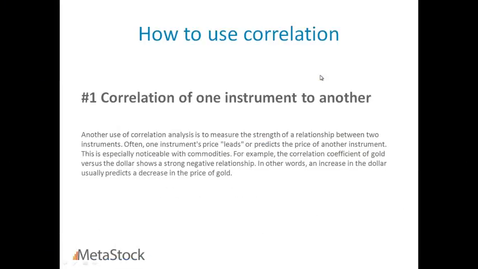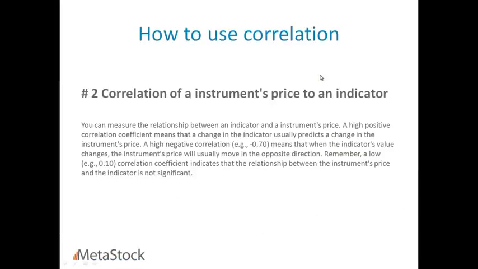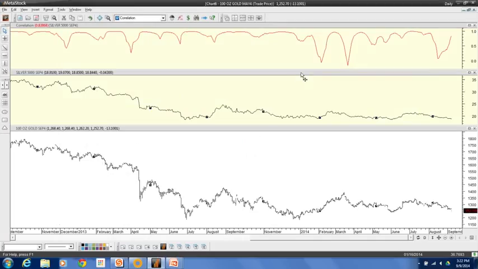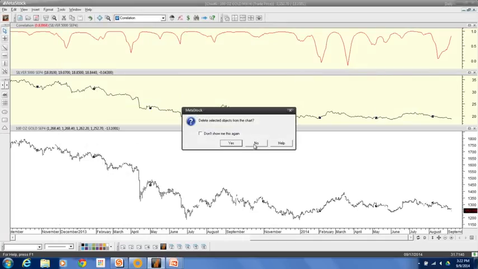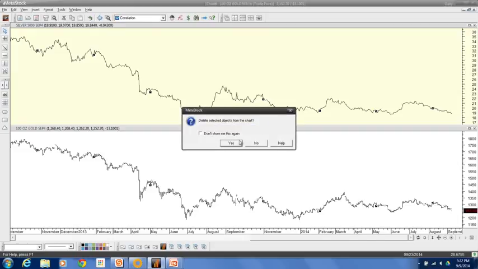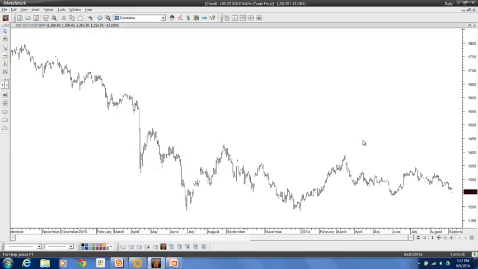Now let's look at our next example here. Correlation of an instrument's price to an indicator. What we're saying here is you can measure the relationship between an indicator and an instrument's price. So if it's, again, high, it works very closely. Okay, so let's put on an indicator. Let's take off correlation here, and let's take off silver, and we can just stick with gold here, not a problem.